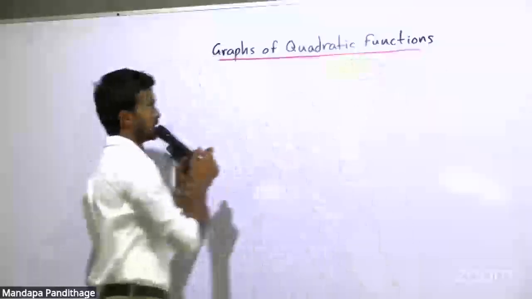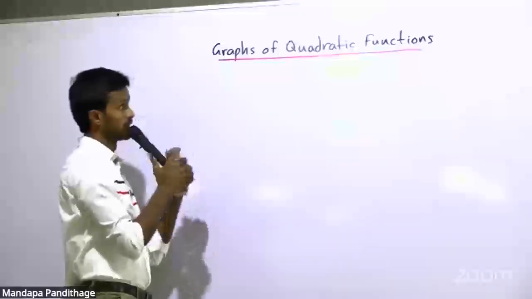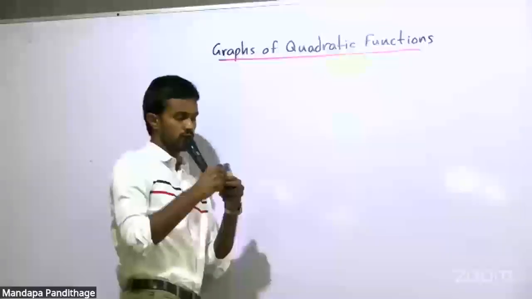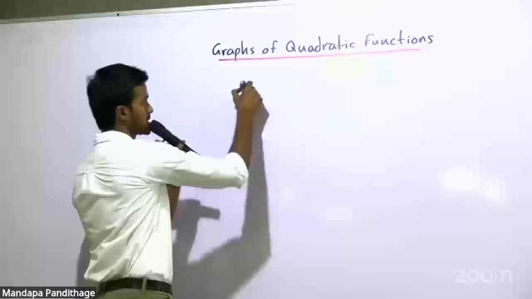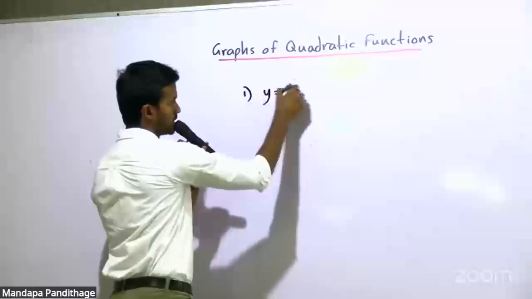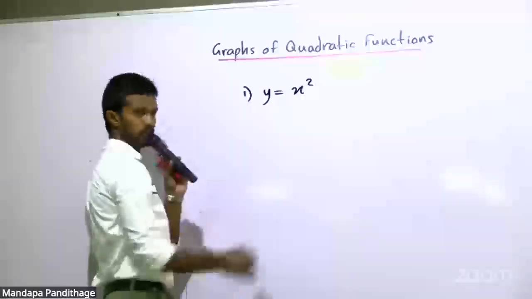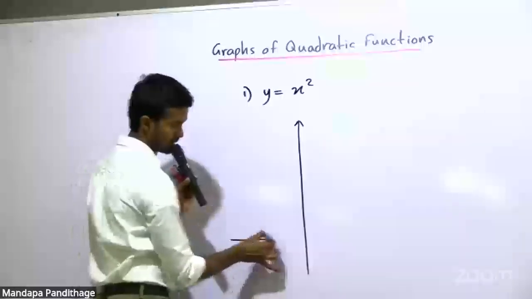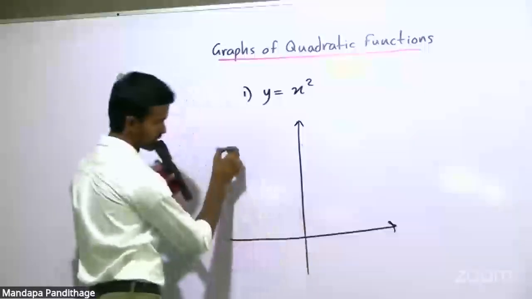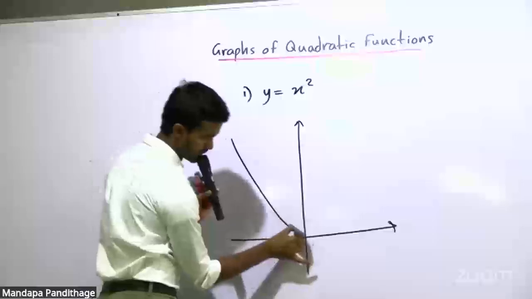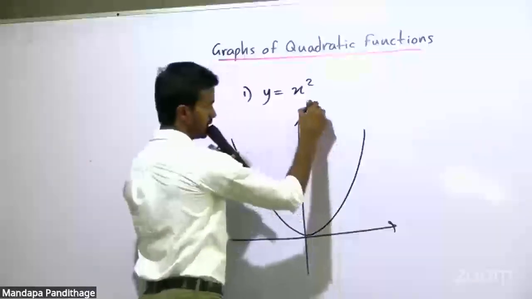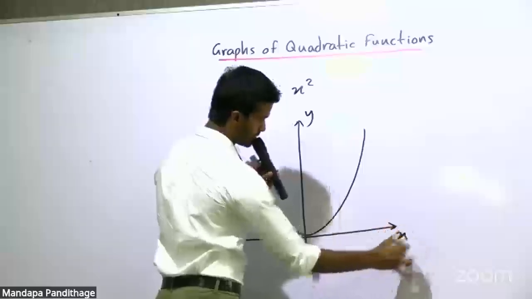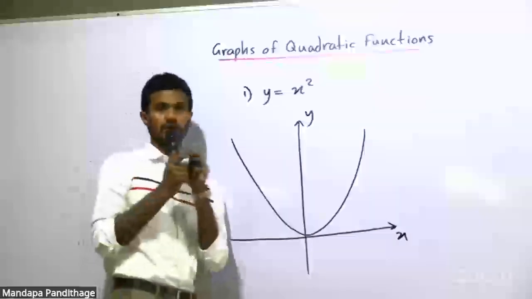So when you have been given a quadratic function, how can we sketch the graph? If we start with the simplest thing, y is equal to x squared, hope you can remember it. It goes in this way, touches the origin, and goes in this way. So this is the basic, the first quadratic function that you get, y equals x squared.